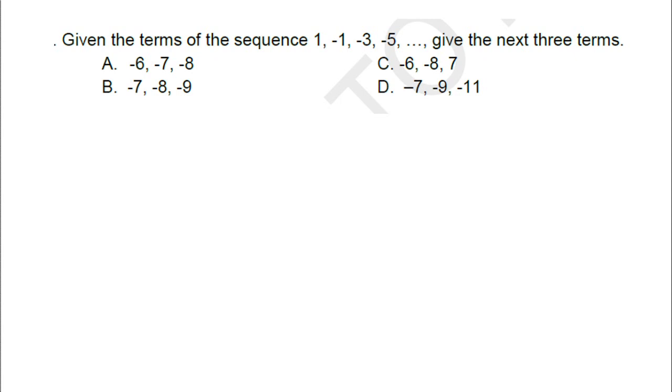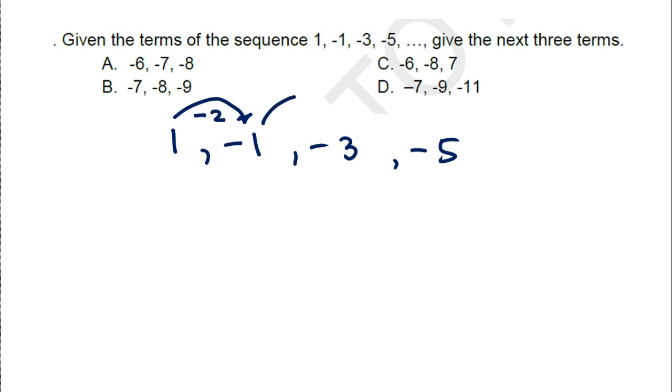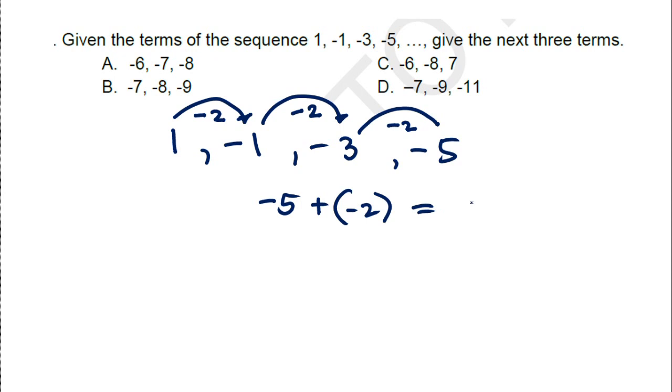Looking at the terms 1, negative 1, negative 3, negative 5, from 1 to negative 1, we are adding what number? Right, that is negative 2. And from negative 1 to negative 3, another negative 2. And from negative 3 to negative 5 is negative 2. If we're looking for the next three terms, we need to find the terms after negative 5. We can solve this by adding negative 2 to negative 5, which yields negative 7.